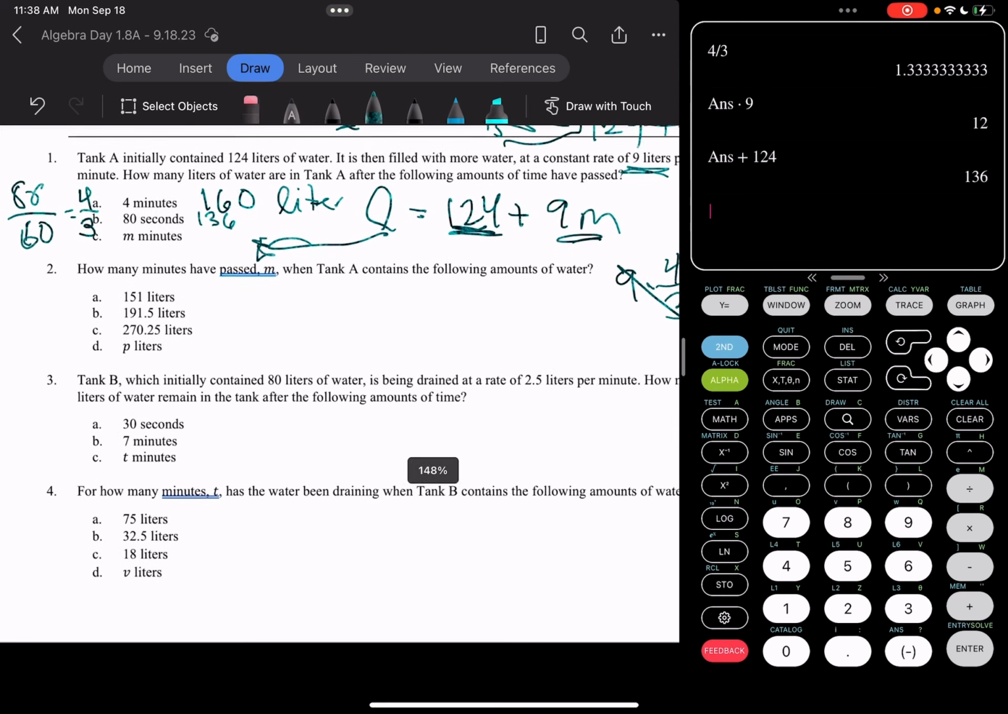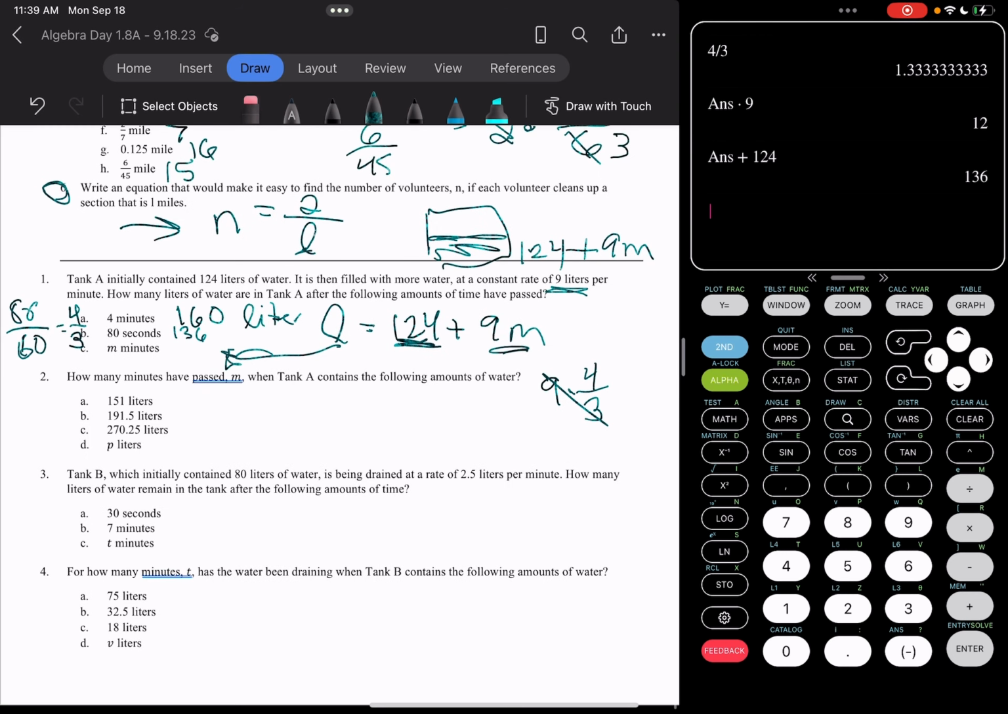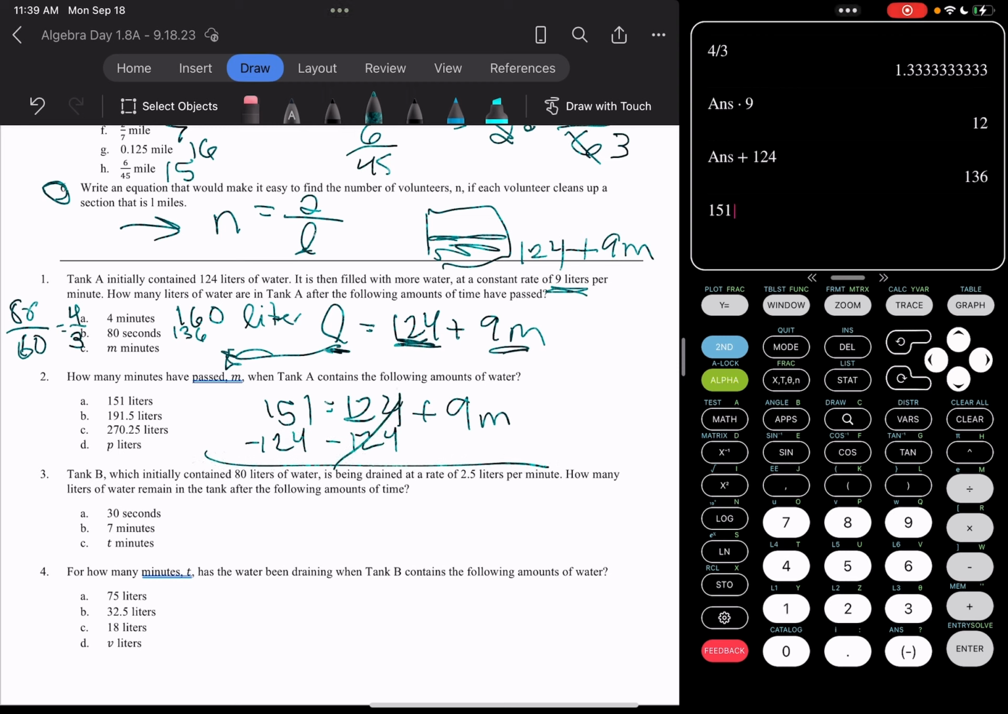Now the opposite: how many minutes have passed when tank A contains the following amounts of water. So if L is 151 and we start with 124 still plus 9 liters per minute, if we now want to solve for minutes, we're going to use our inverse operations and subtract 124 from both sides first. That will cancel out. You have 151 minus 124 is 27 equals 9m. That's what's remaining on the other side.